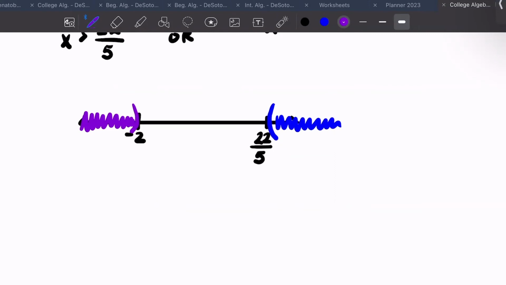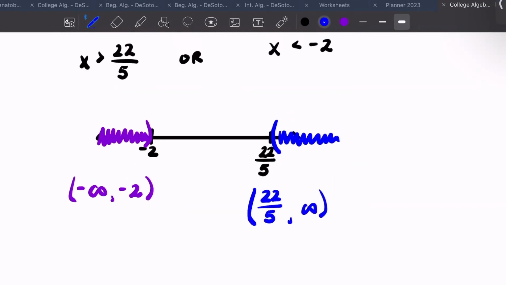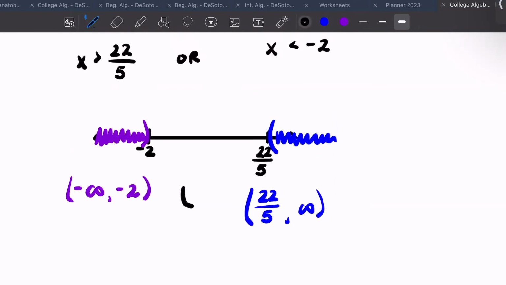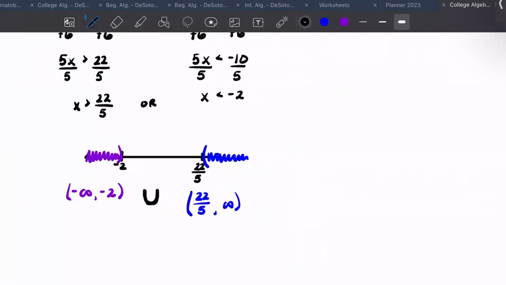Okay. So let's put these two things in interval notation. The first purple bit goes from negative infinity to negative 2. Both have parentheses. And then the blue part goes from 22 over 5 to positive infinity. Both have parentheses. So you have these two pieces of your answer, and you are going to use the union sign in between them. So your answer is negative infinity to negative 2 union 22 over 5 to infinity.